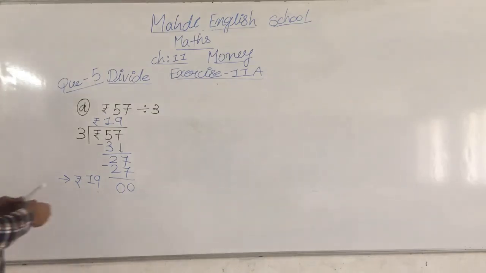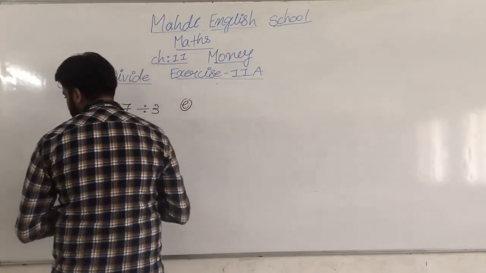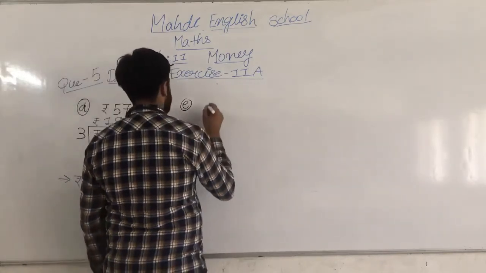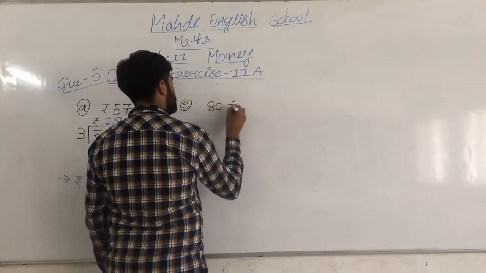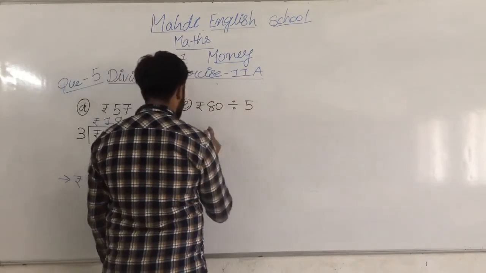And then we are going to start question number 8. 80 divided by 5. It's 80 rupees. We have to divide equally among 5.